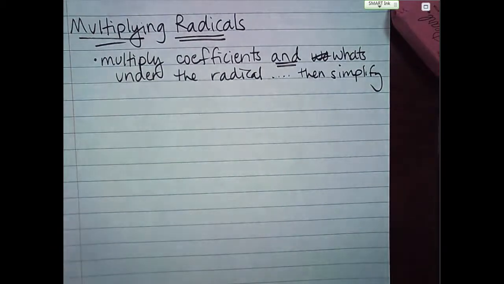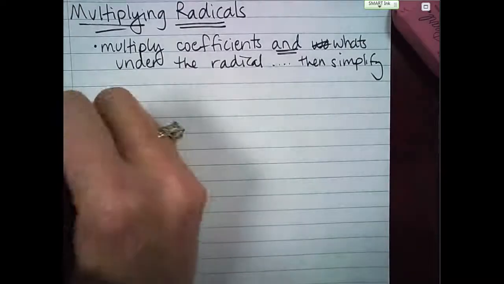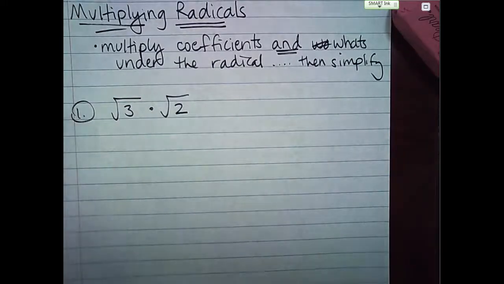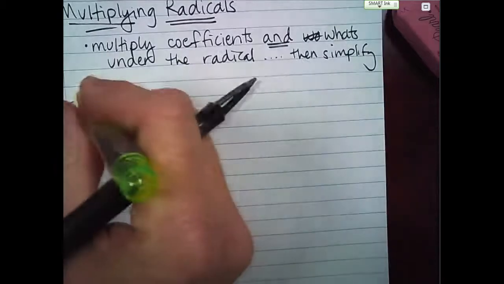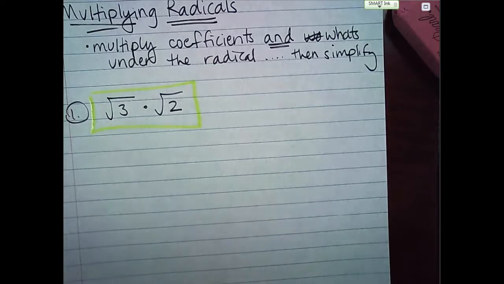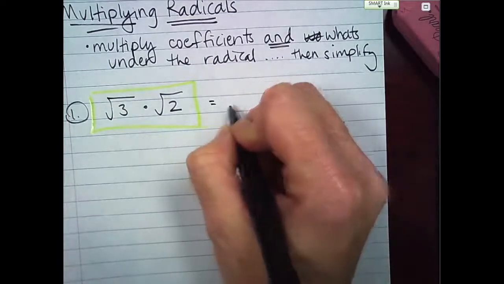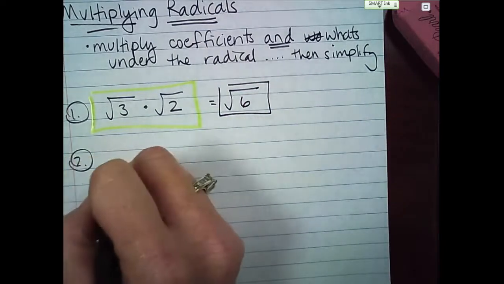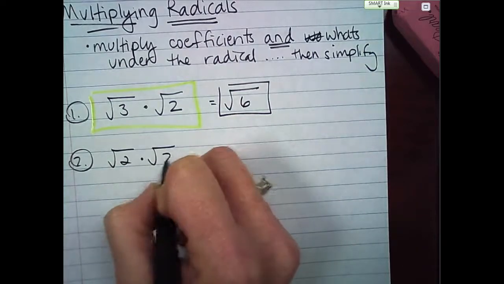So in other words, I like to say you take the outside numbers and multiply them together, you take the inside numbers and multiply them together, and then simplify. Does that make sense? All right, let's give one a shot. They don't have to match, you just multiply. So number 1, square root of 3 times the square root of 2. You would not be able to add those, but you can multiply them. The outsides are just 1, so 1 times 1 doesn't change anything. The insides are a 3 and a 2, so the answer is what? Root 6.